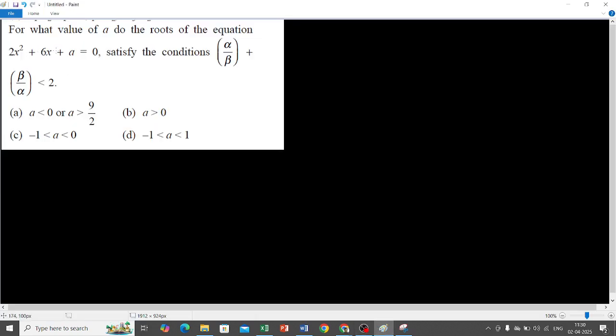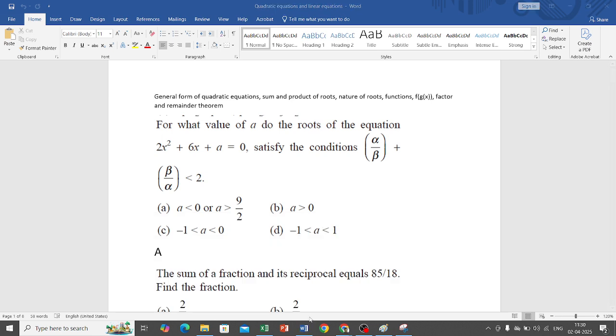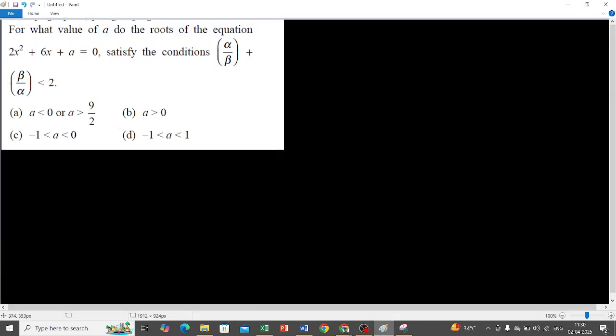So for what value of a do the roots of the equation satisfy the condition alpha by beta and beta by alpha less than or equal to 2? Okay, for what value of a, I think I didn't give the first part. Given alpha comma beta are the roots of the equation. That is not mentioned in the question, but that is the normal sign convention that we take.